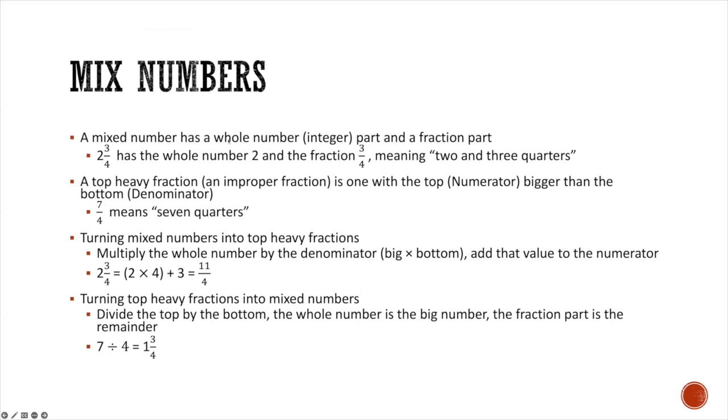A mixed number has a whole number and a fraction part. This one is a mixed number. It has a whole number and a fraction part. We can say this is 2 and 3/4.